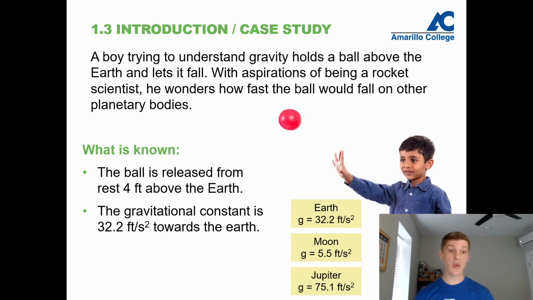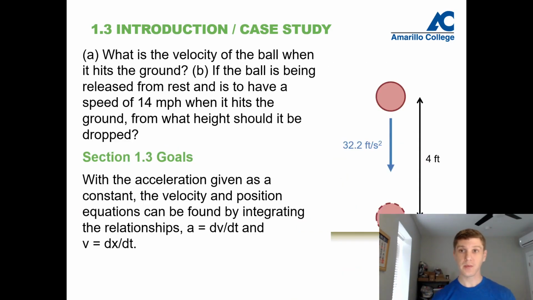I've also given you some constants for some other planetary bodies. For example, on the Moon, the constant acceleration due to gravity is 5.5 feet per second squared, while on Jupiter, it's 75.1 feet per second squared. So, what is the velocity of the ball when it hits the ground? If the ball is released from rest and is to have a speed of 14 miles per hour when it hits the ground, from what height should it be dropped?